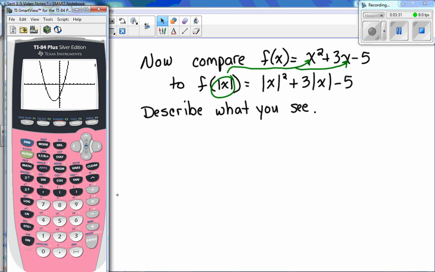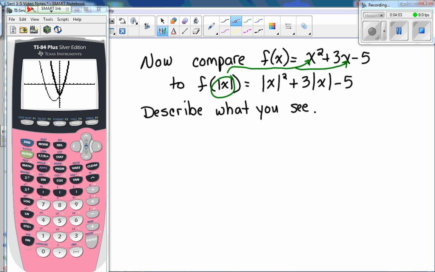So there's my regular parabola. What do you think? Notice that the positive side, the part that's to the right of the y-axis, didn't change. But this seems to have disappeared. However, we have this instead, so it looks like it's a reflection of the positive x values across the y-axis.